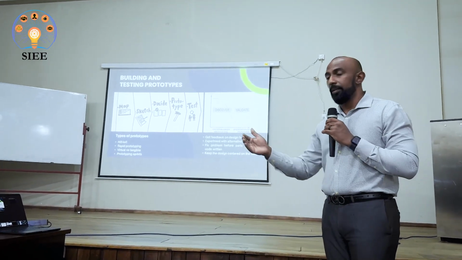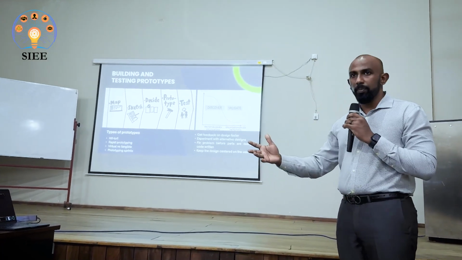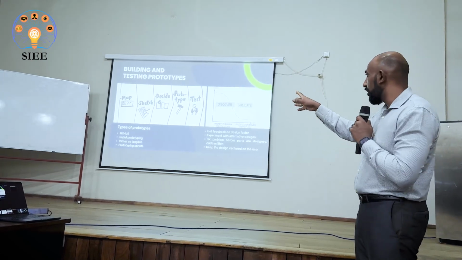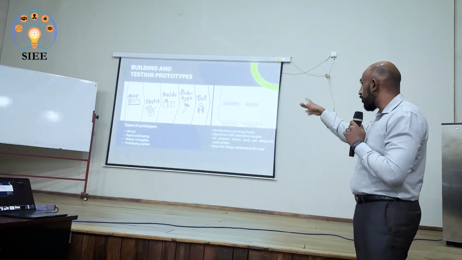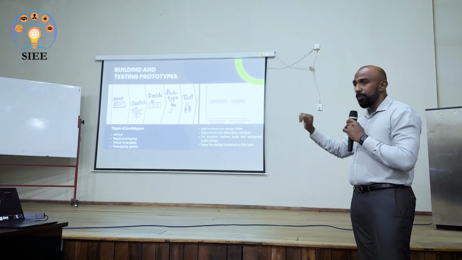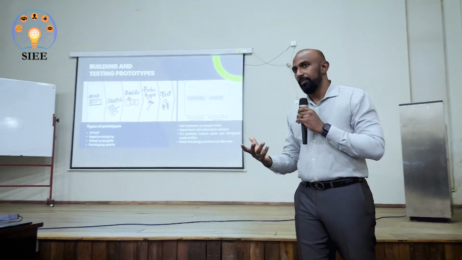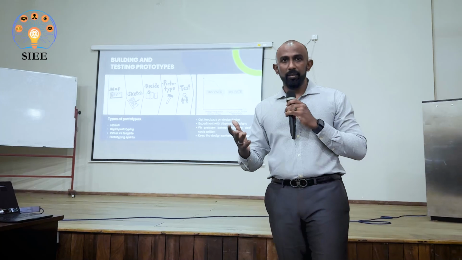How we can test them, or how we can make them, and what are the different types of prototypes we have. So we map, we sketch, we decide on what we are going to develop, and we are going to make the prototype and we are going to test. Those are the types of prototypes you can do. You can do high-fi, low-fi. High-fi means high fidelity, low-fi means low fidelity, right?